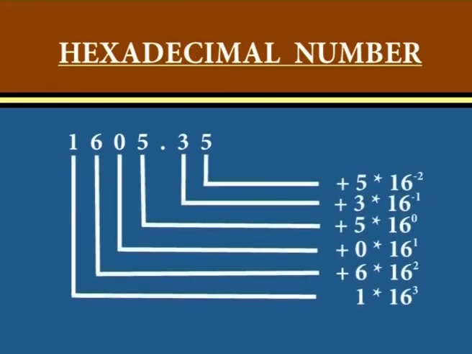1605.35. That is 1 multiplied by 16 raised to the power 3 plus 6 multiplied by 16 raised to the power 2 plus 0 multiplied by 16 raised to the power 1 plus 5 multiplied by 16 raised to the power 0 plus 3 multiplied by 16 raised to the power minus 1 plus 5 multiplied by 16 raised to the power minus 2. And do not get confused.